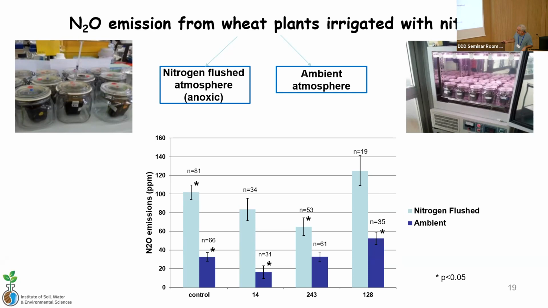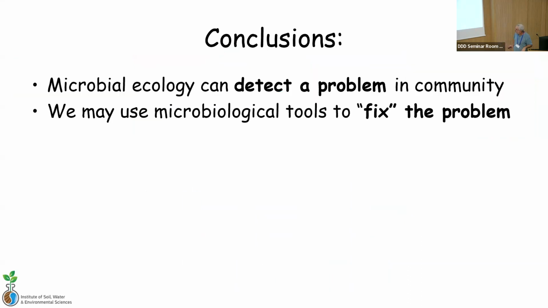These bacteria removed more than 50% of the emission. Remember, this is a live plant in a very active soil, and the bacteria she added are a minority of the community, but still they managed to do that. So the conclusion is that with microbial ecology, we detected the problem in the community, and we can actually use microbial tools to try to fix it.